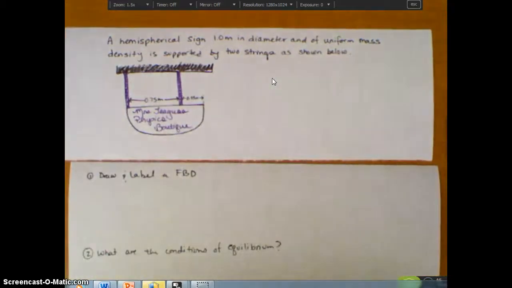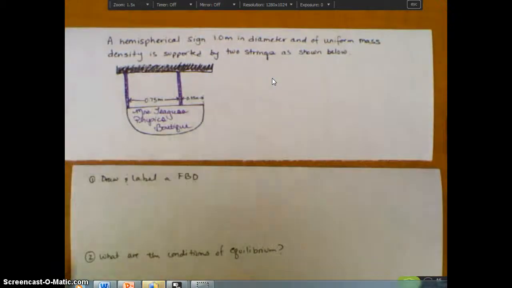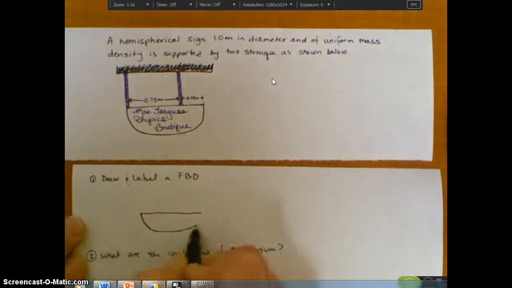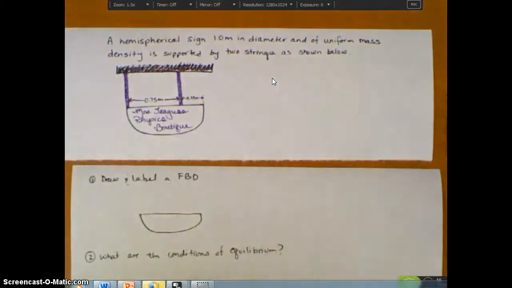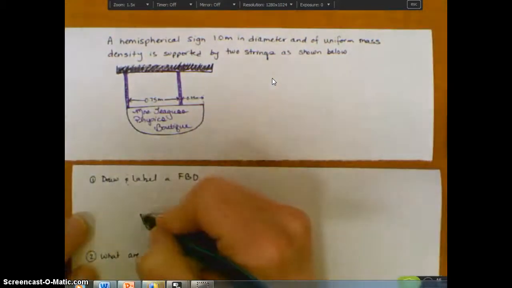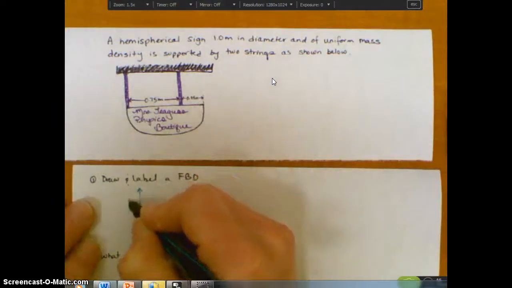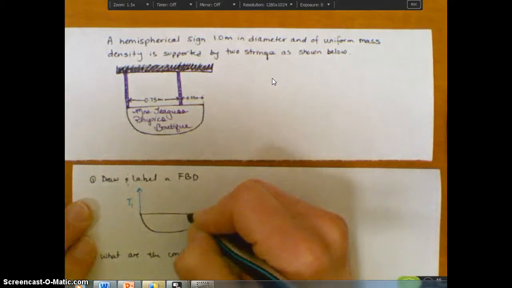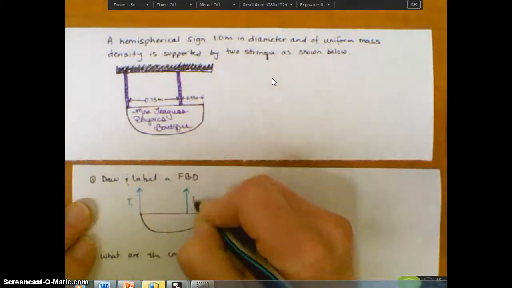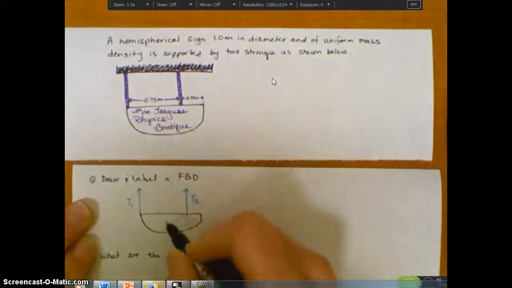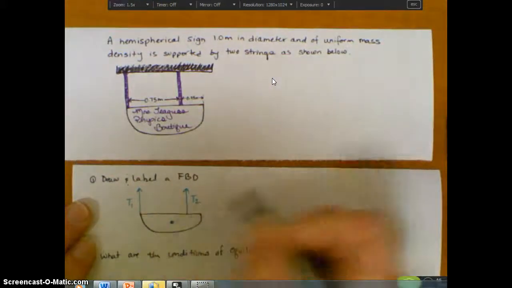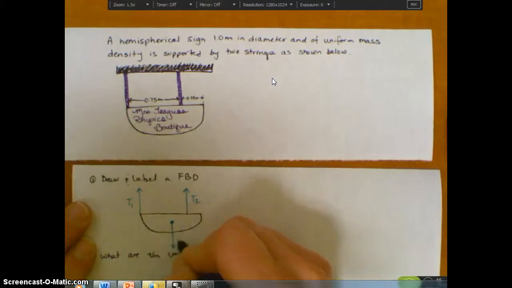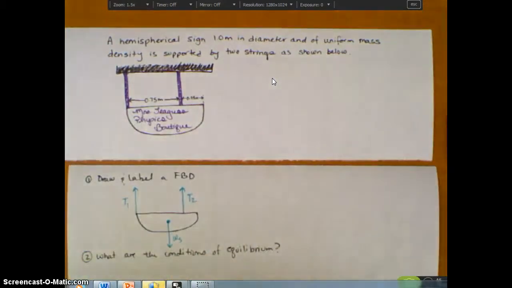Okay, the first part asks to draw and label a free body diagram. So I'll start here and I'll draw my sign, and then I'm going to label all of the forces acting on the sign. I have the tension of this first string, and then about 3/4 of the way through I have the tension of the second string. And then I of course have the weight of the sign, which, since it's of uniform mass density, acts right smack dab in the middle of the sign, like that.